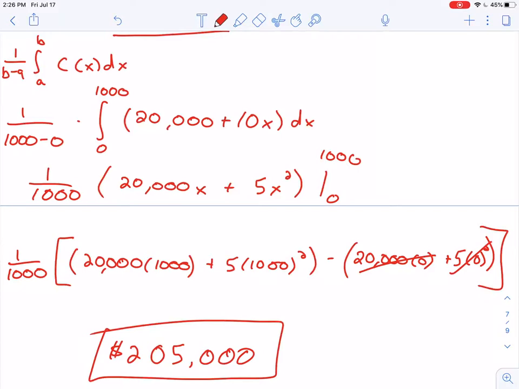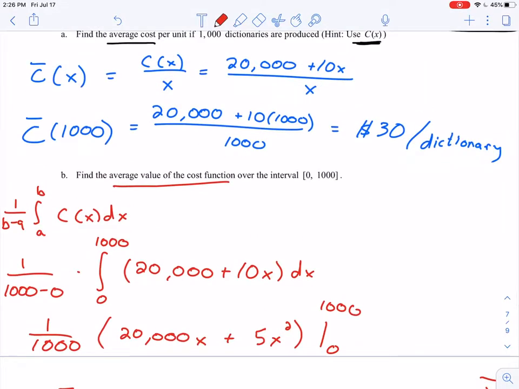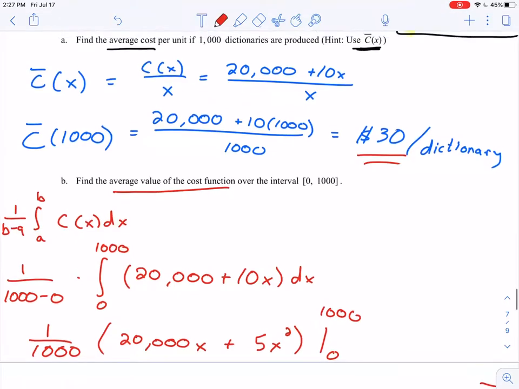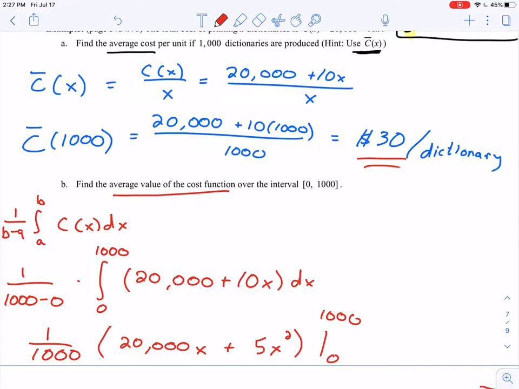Notice that this number is really, really different than our average cost. So make sure that you're paying attention in this section. We want to make sure that we don't mix up average cost or average revenue or average profit with average value. They both have that word average in it, but the process that we use to find them is very, very different.